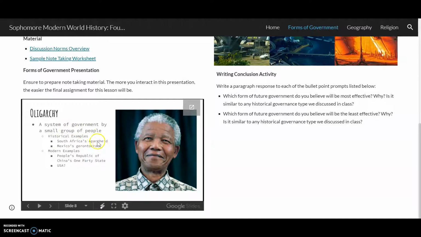Oh, I used apartheid. That's right. As an example of oligarchy. And then Mexico's gerontocracy from the time right before the Mexican Revolution. And then for modern examples, we looked at the People's Republic of China because they have a one-party state. And then the USA. And I was like, oh, is that an oligarchy?